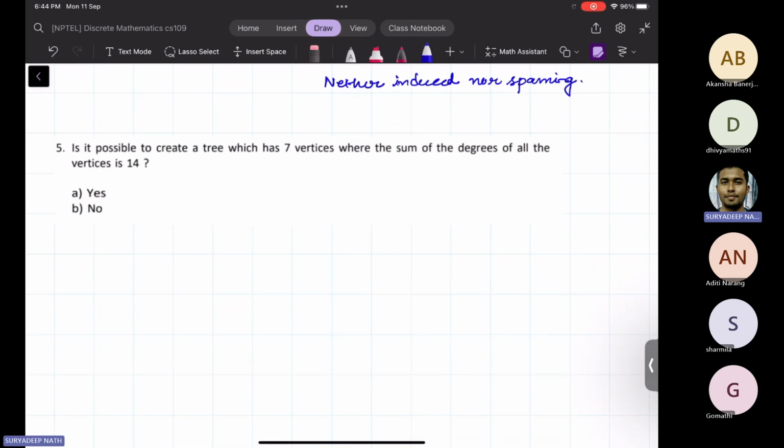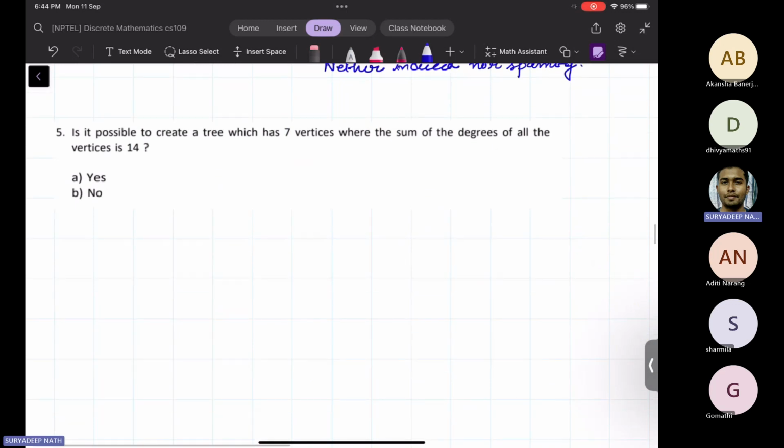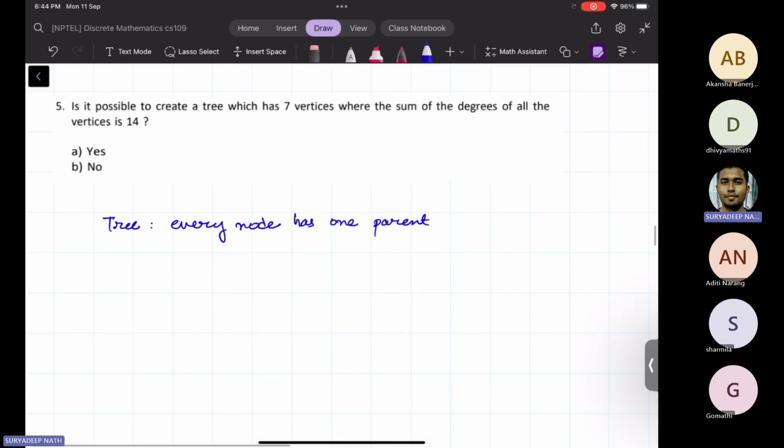Now coming to question number 5. Is it possible to create a tree which has 7 vertices where the sum of degrees of all the vertices is 14? So now think of a tree. What is a tree? Every node has one parent basically. This is the definition of a tree basically.